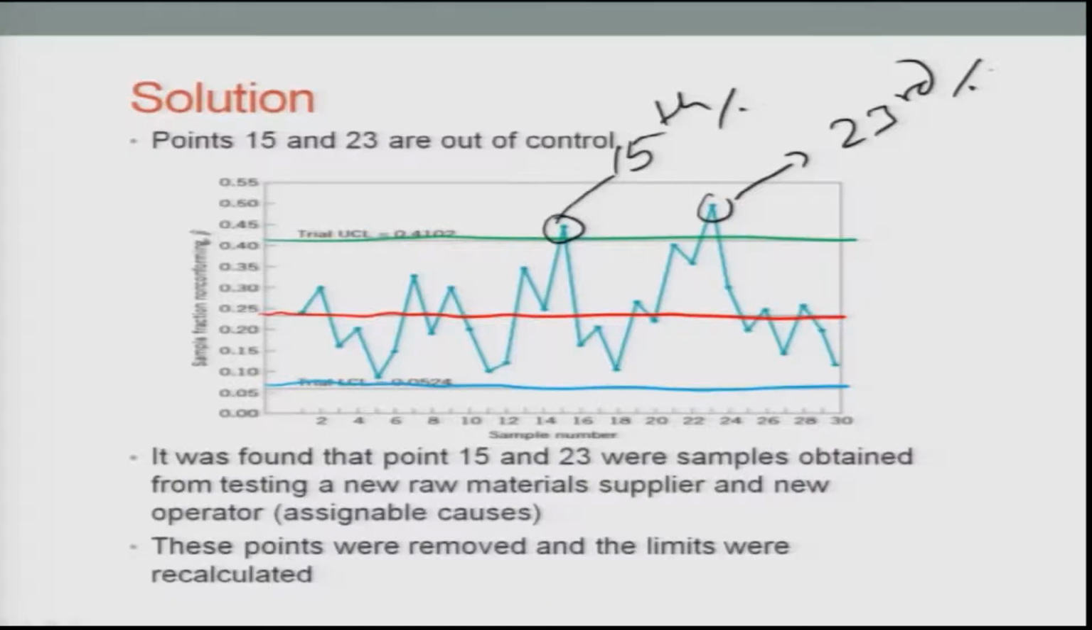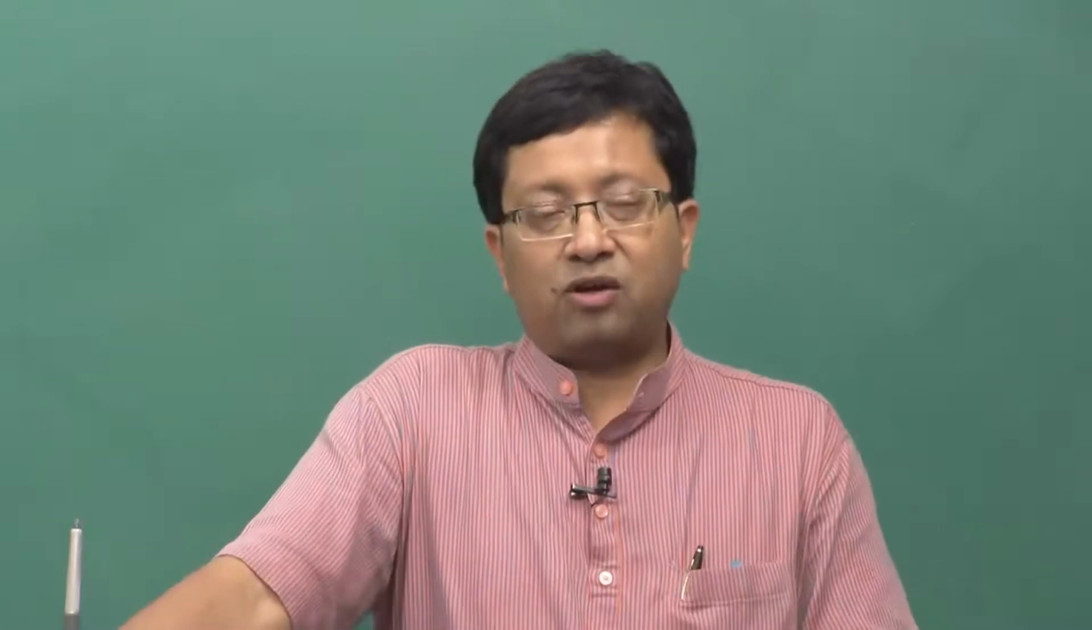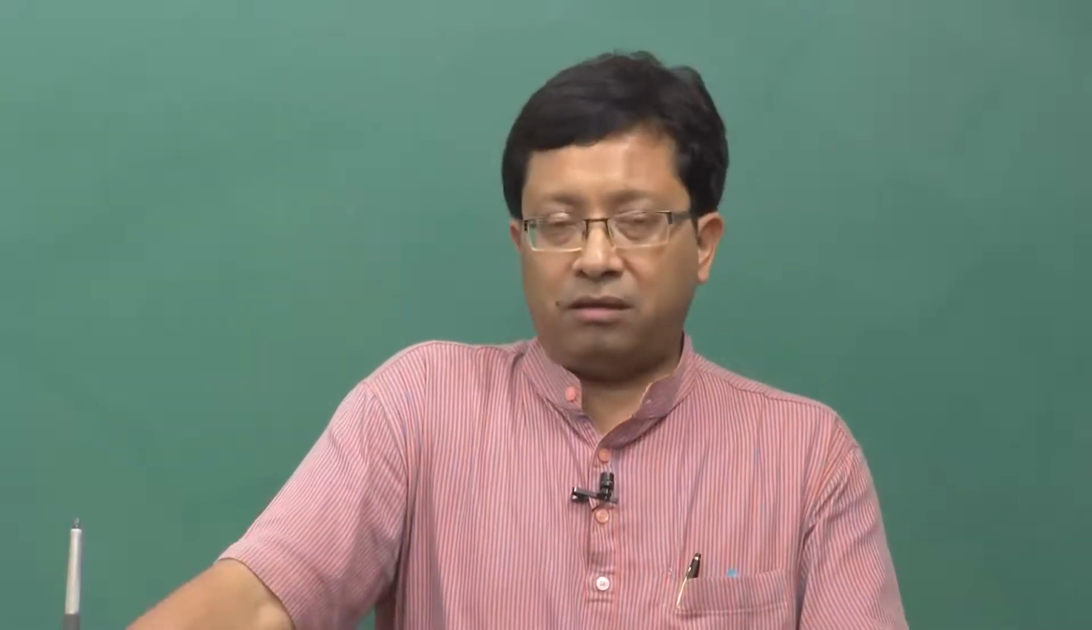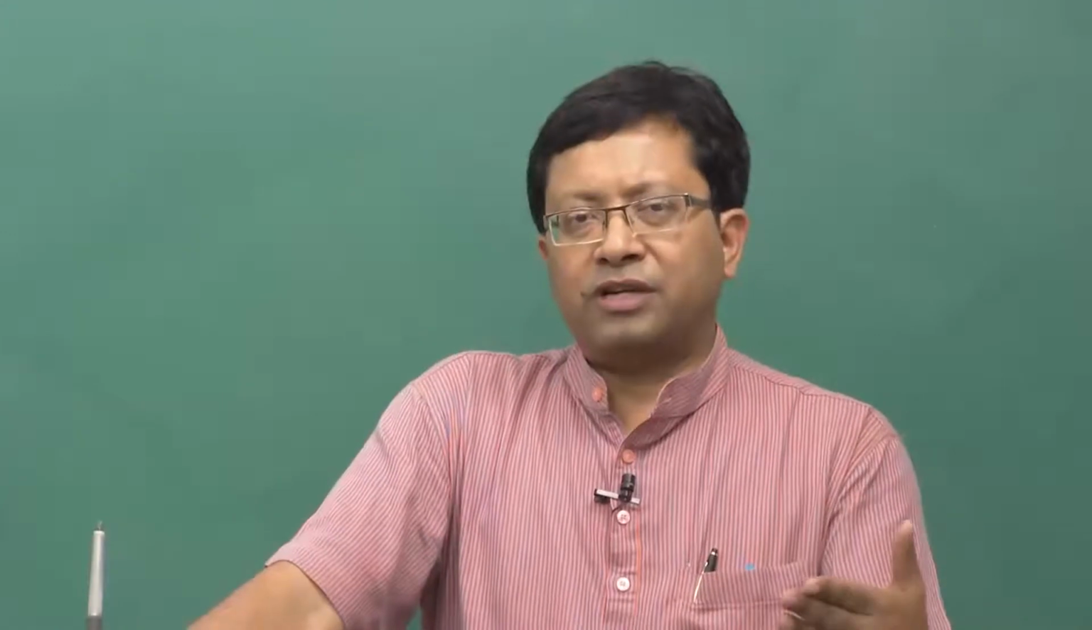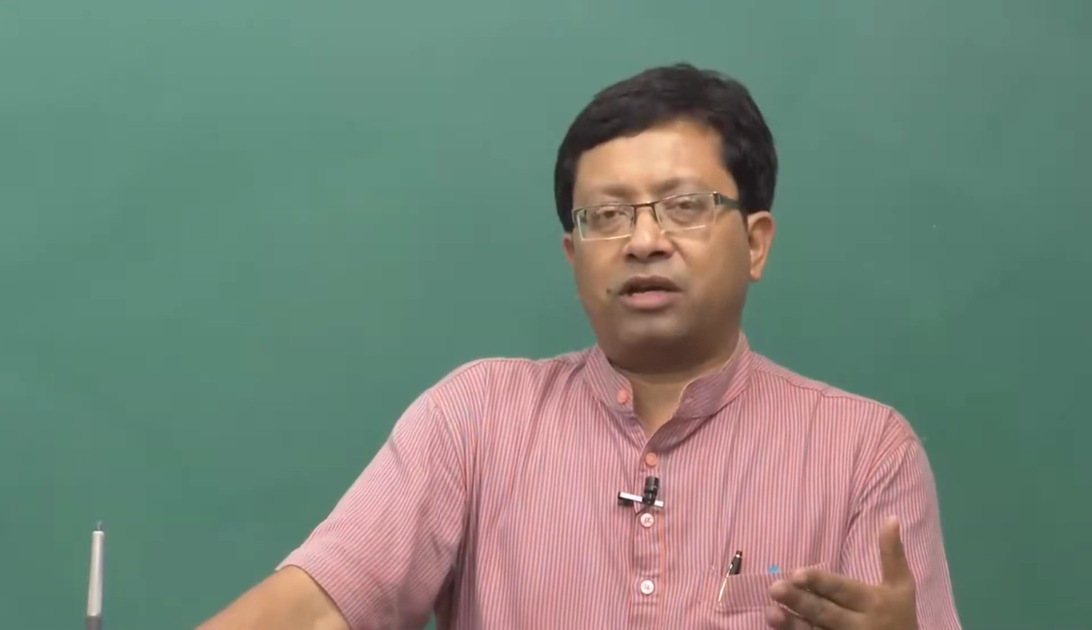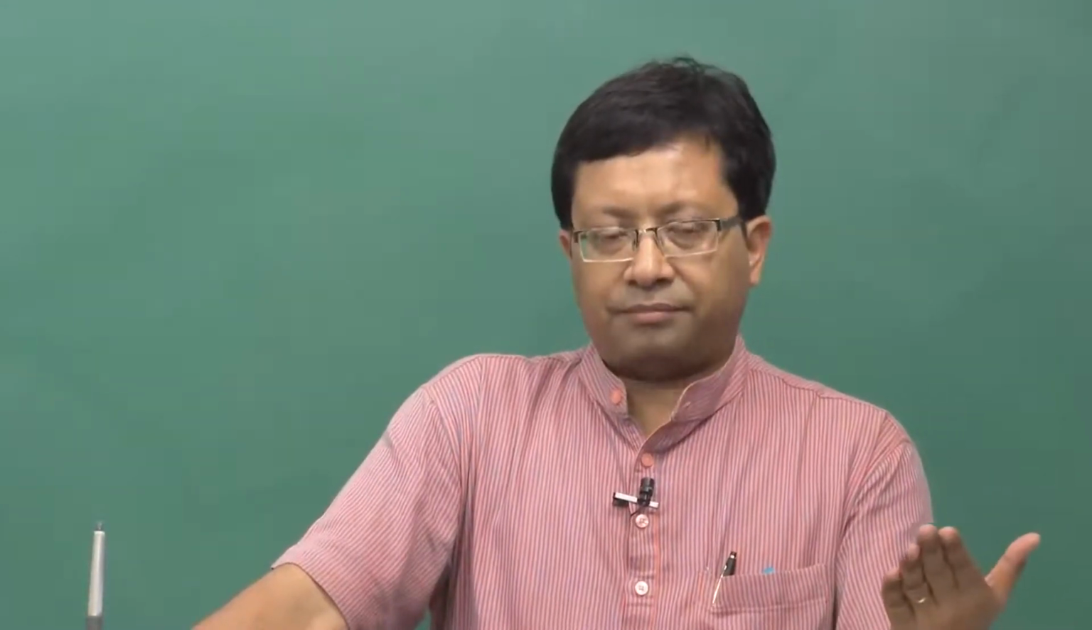It mentions that 0.15 and 23 were samples obtained from testing a new raw material supplier, and a new operator could also have been there. Say, for example, the raw material is fine, but a new vendor is supplying it, or maybe the new vendor is sending the same product, but due to some mishandling the products are getting destroyed. So, we were discussing assignable and non-assignable causes.